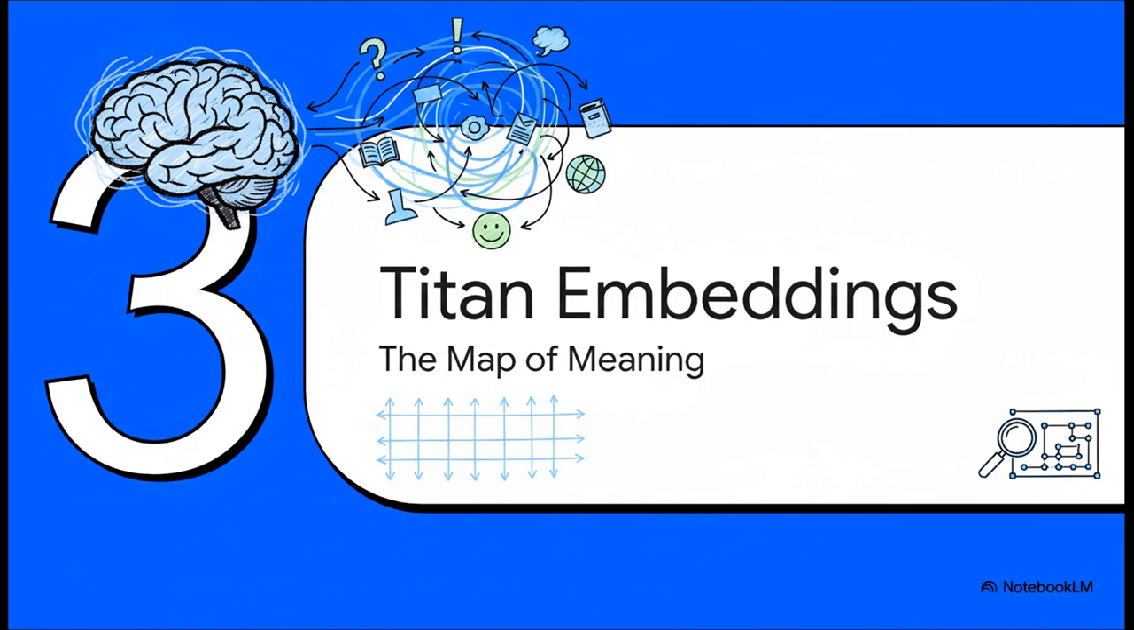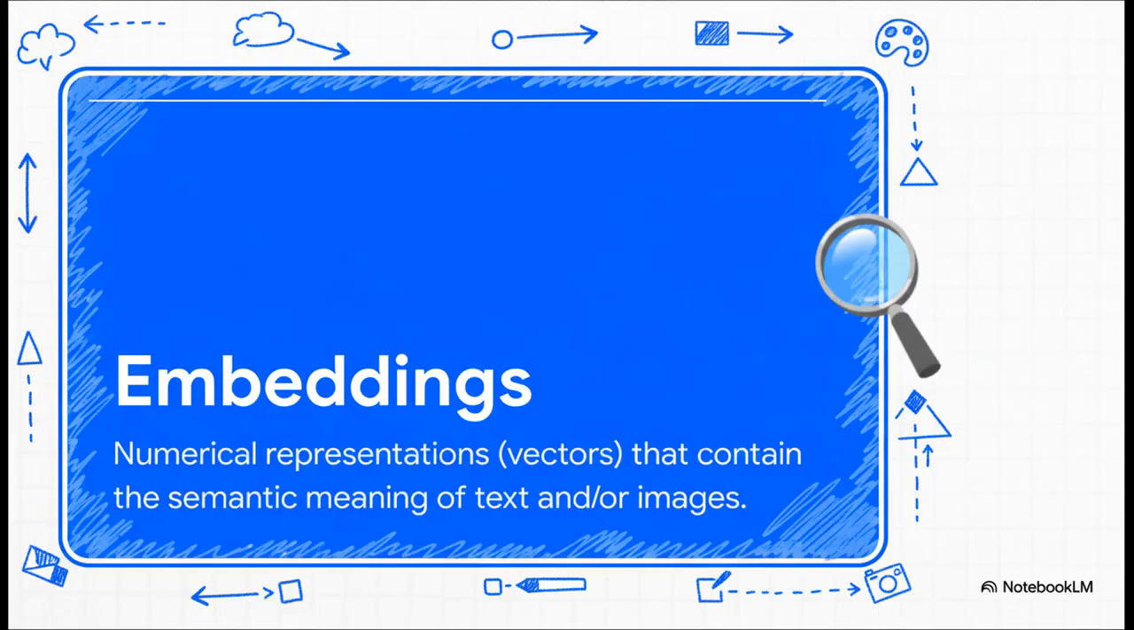All right, now we're getting to one of the most powerful and honestly, one of the most fascinating concepts in all of AI, and that's embeddings. Let's really unpack what these things are and why they are such a game changer. So how does a computer actually know that king and queen are related, or that a picture of a golden retriever is conceptually similar to a picture of a Labrador? Well, the answer is embeddings.